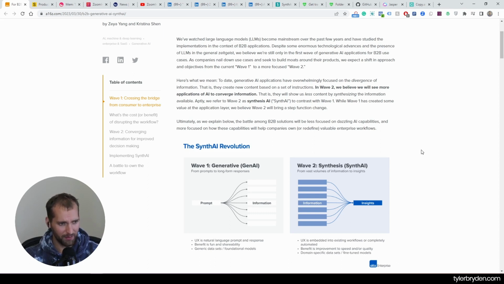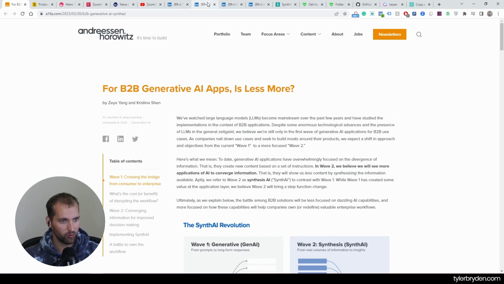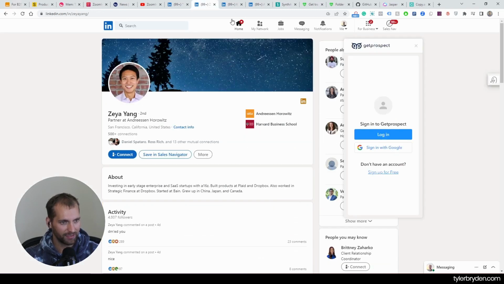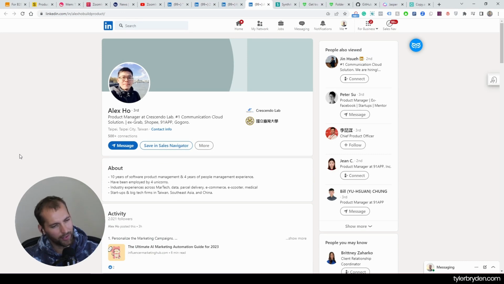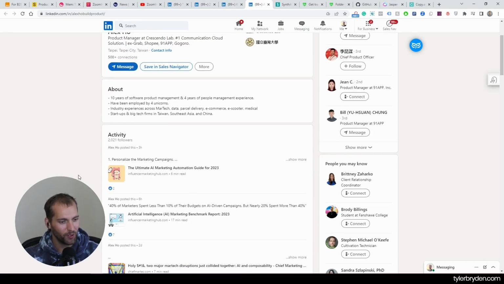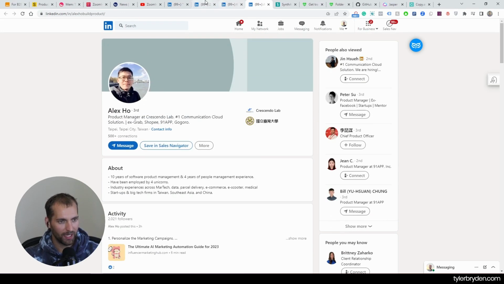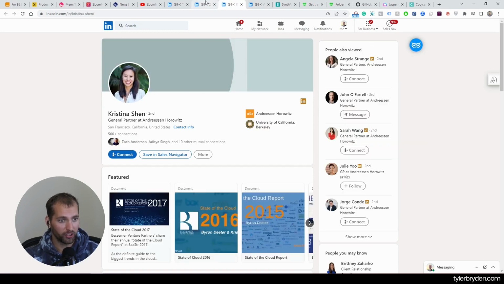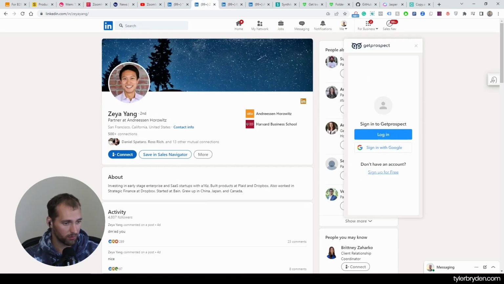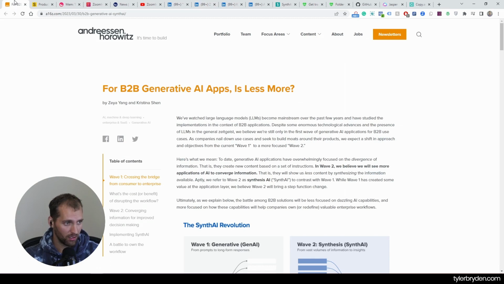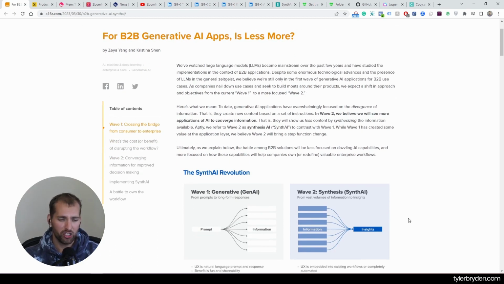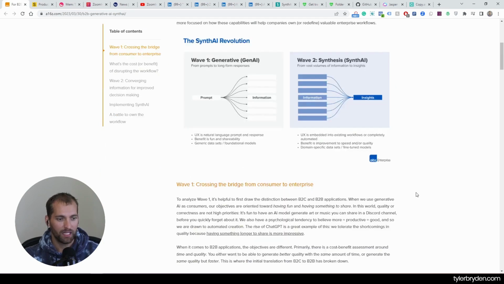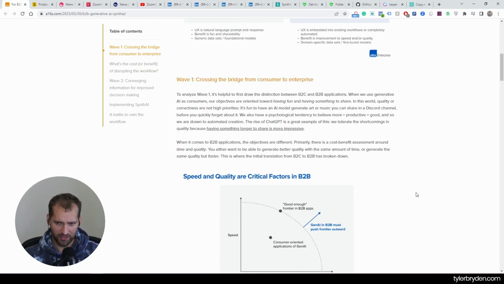They also claim, and again, shout out to the people who wrote this and made this effort, Zeya and Kristina. I originally saw this post from Alex Hope. He was the original person who shared the article and then brought it to my attention. And so these two, one of them a general partner at Andreessen Horowitz, one of the best investment firms in the world and in history in terms of venture capital, talk about the step function change that SynthAI is going to bring. And a few interesting points that I think are just worthwhile touching on.